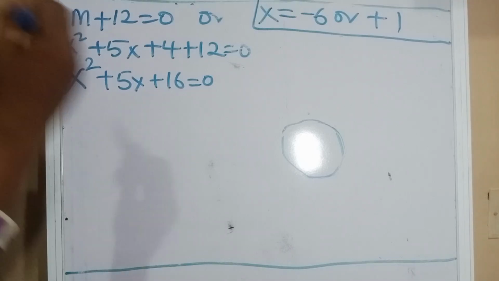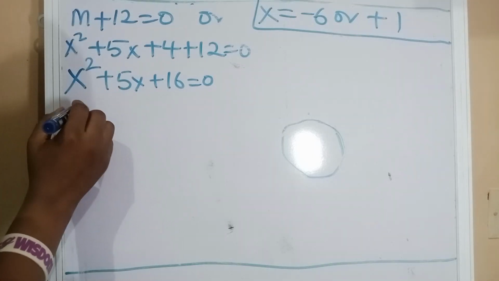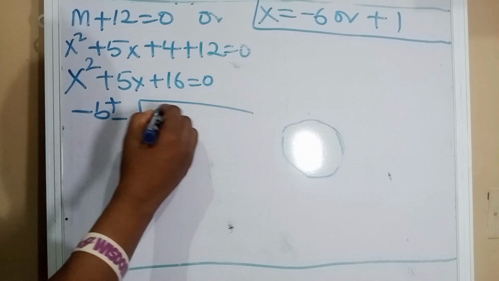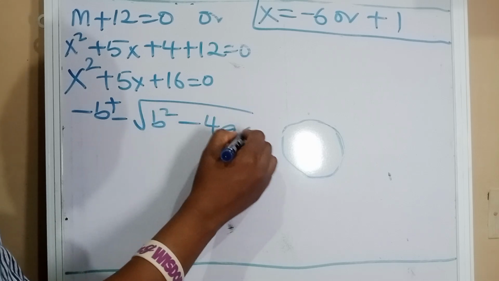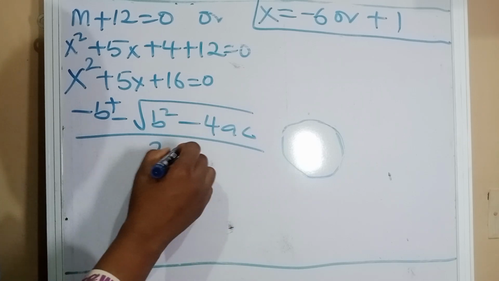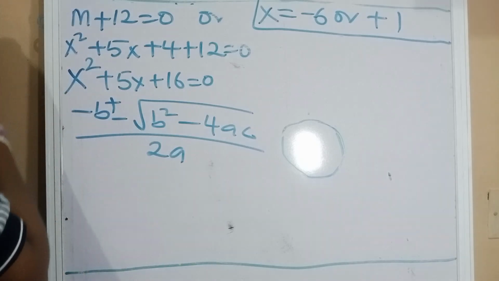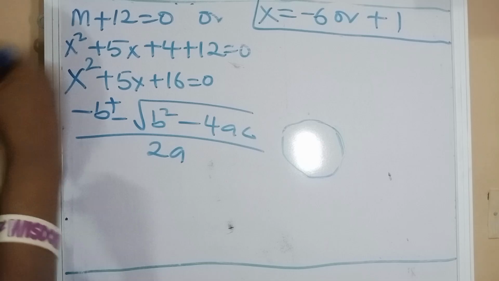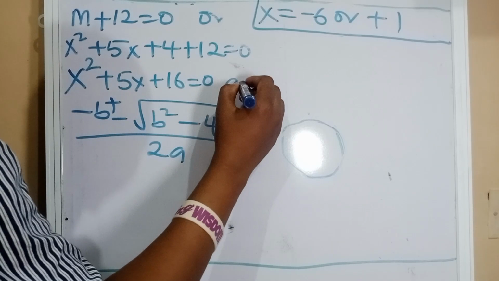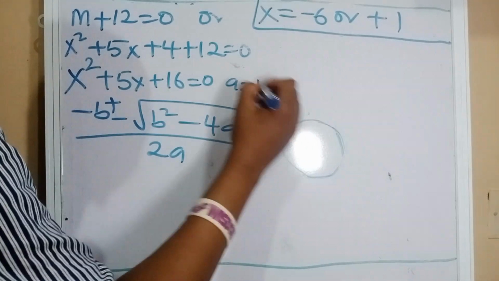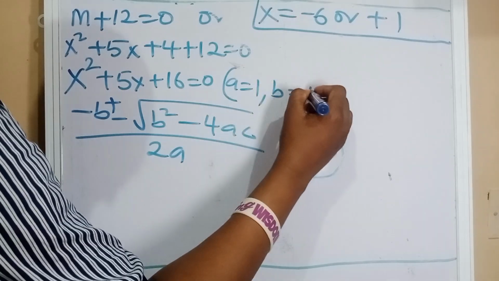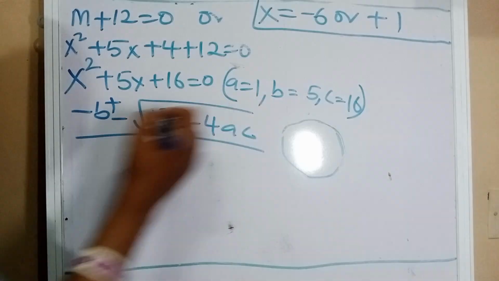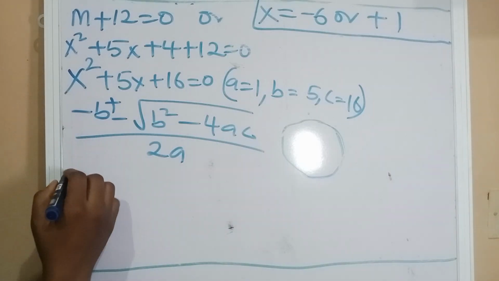So this question, we can't solve it with the normal factorization method. We have to introduce the almighty formula, or the formula method. Minus b plus or minus square root of b squared minus 4ac, all over 2a. So where our a is 1, our b is 5, and our c is 16. So we can substitute all these values here now.